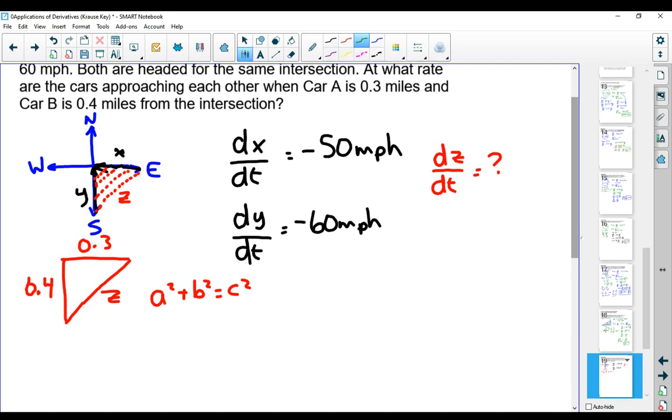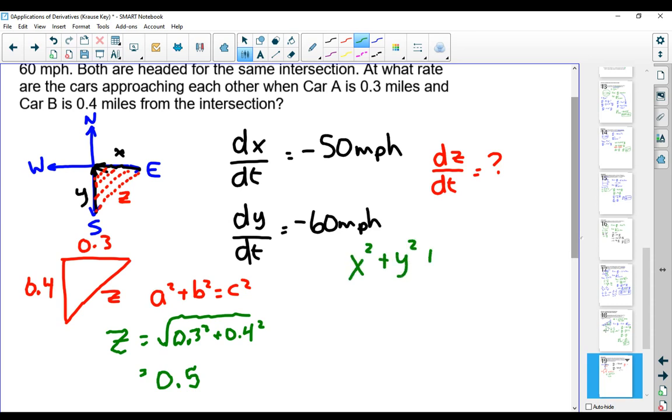So during this question, z is going to be the square root of 0.3 squared plus 0.4 squared. And so z is going to be 0.5. Now we take that formula, x squared plus y squared equals z squared. And that's going to be our initial formula.